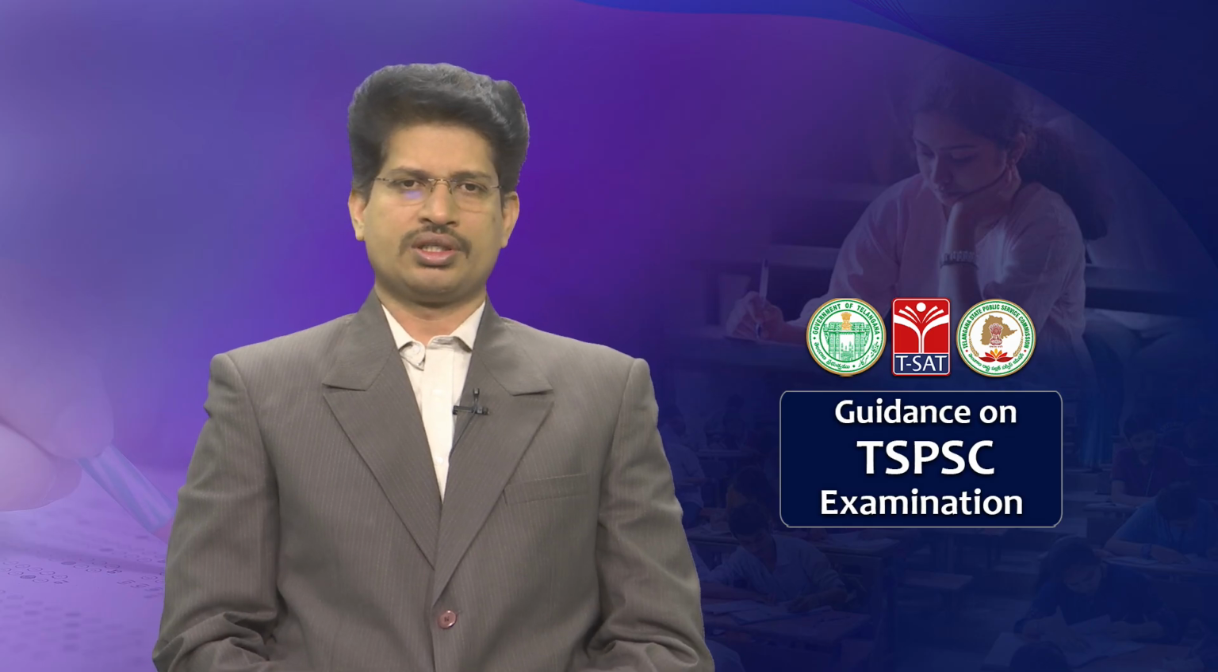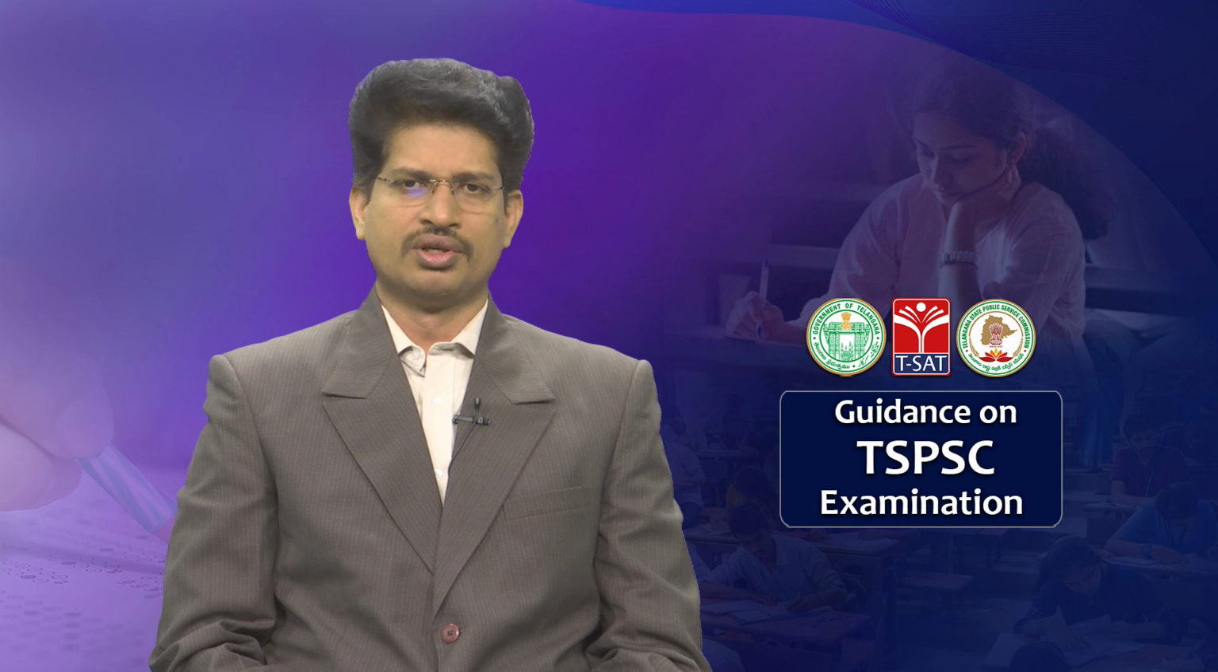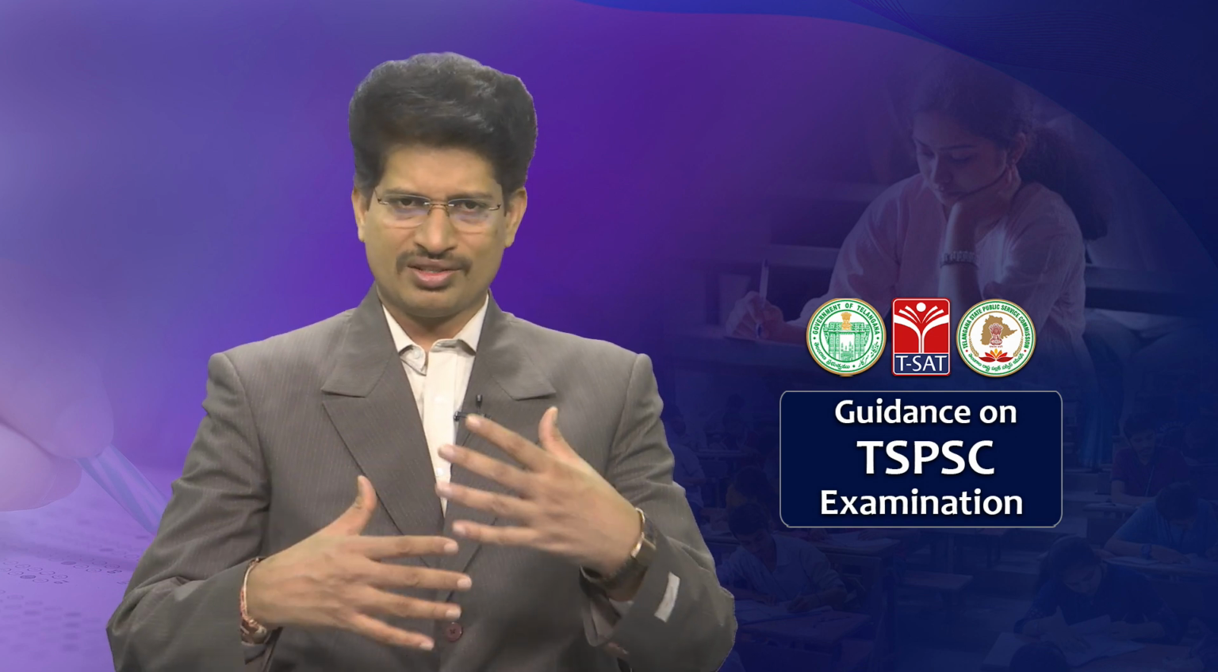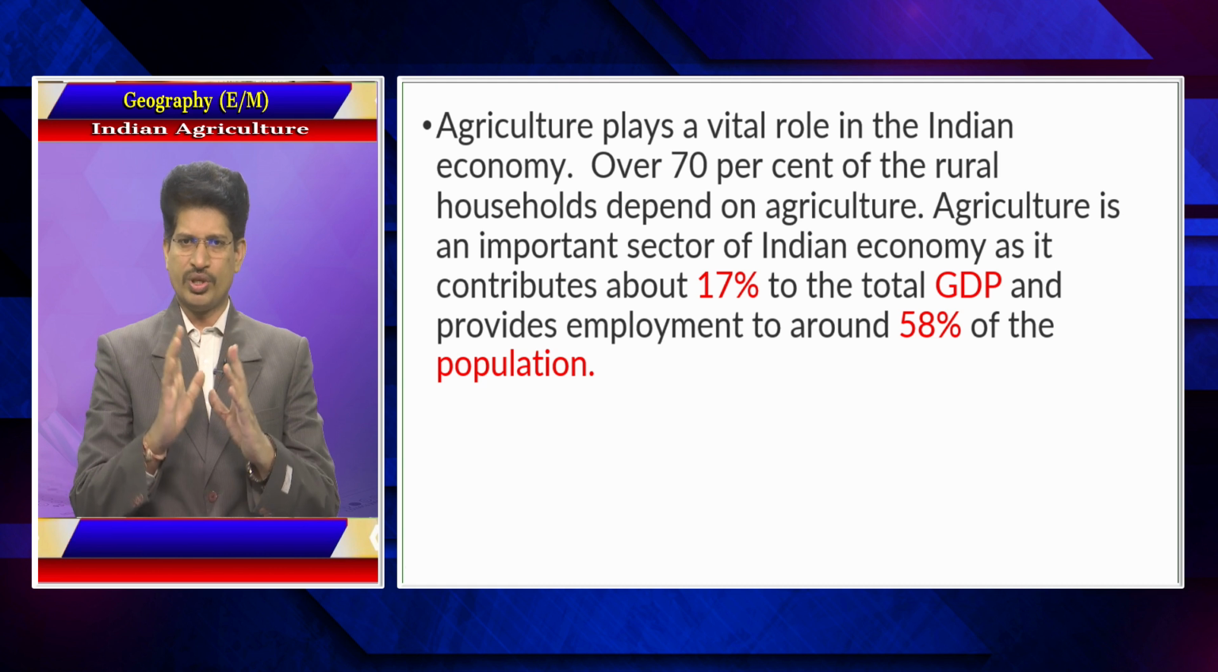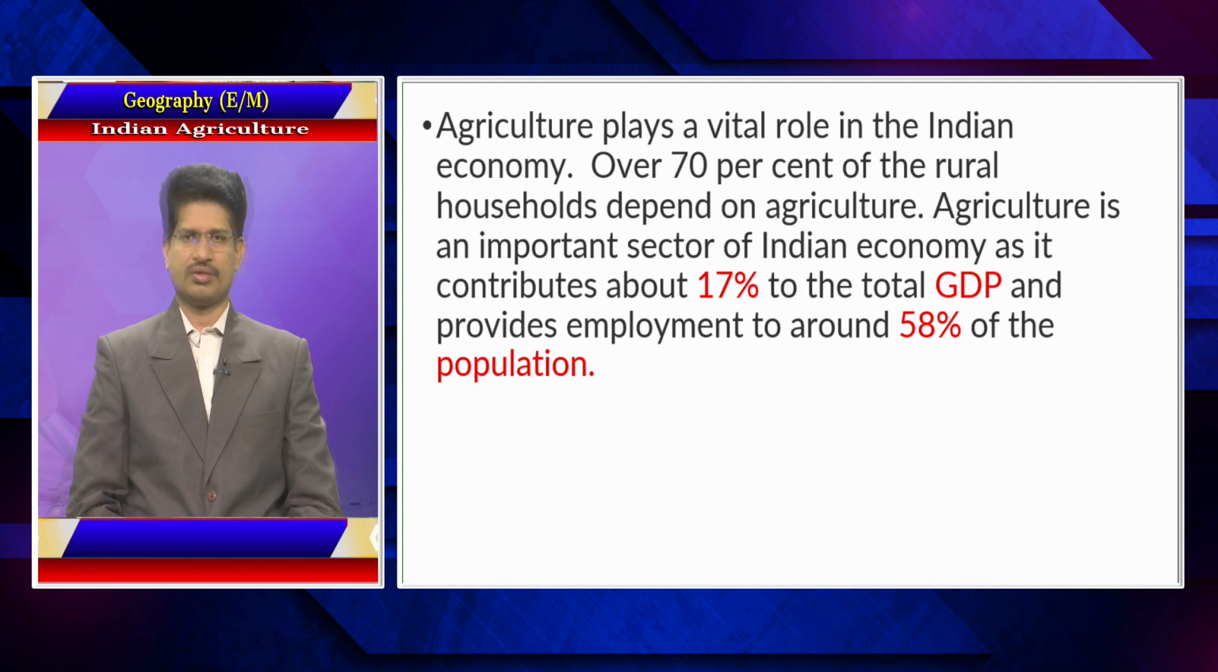The importance of agriculture in our country is that 70% of the rural households are dependent upon agriculture, and questions can be asked in this way: what is the percentage of contribution of agriculture to the GDP? 17% of the GDP of our country is contributed by agriculture, and 58% of the population in our country depends upon agriculture. So, these can be given as questions. Contribution of agriculture to GDP can be a question. What is the percentage of population depending upon agriculture can be a question.